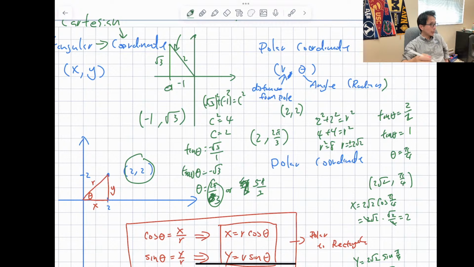And you can also plug in x. So if you want to convert back, I can say x equal to r cosine theta. So r is 2, cosine of 2 pi over 3. What is cosine of 2 pi over 3?